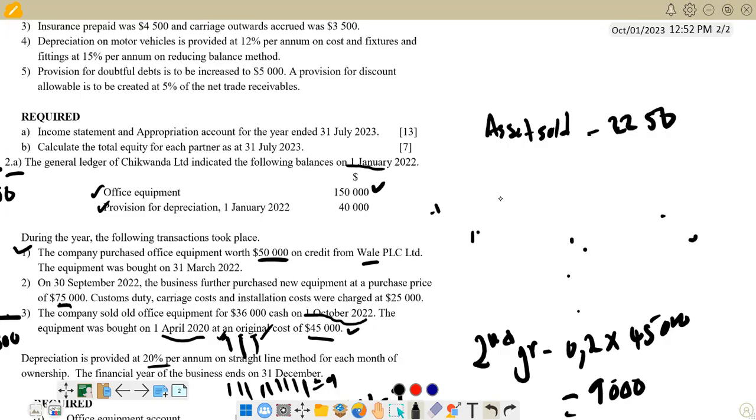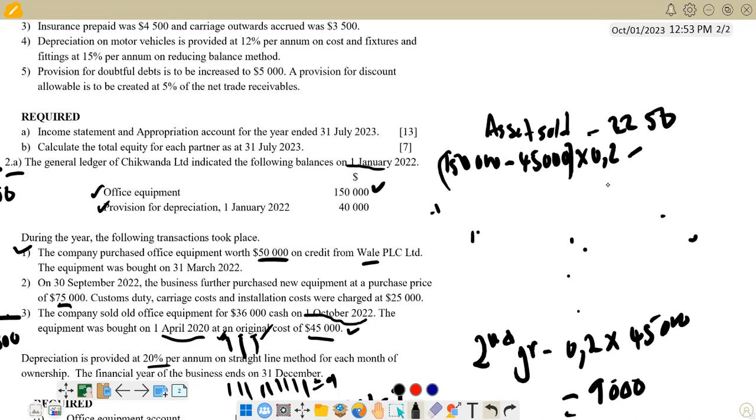Then the remaining vehicles, the remaining equipment. We had 150 at the beginning. Then we subtract the one that was sold, with the cost price of 45,000. Then under that you multiply by 0.2 to get the depreciation for the remaining ones. So we say 150 minus 45, get 105. Then we say 105 times 0.2.